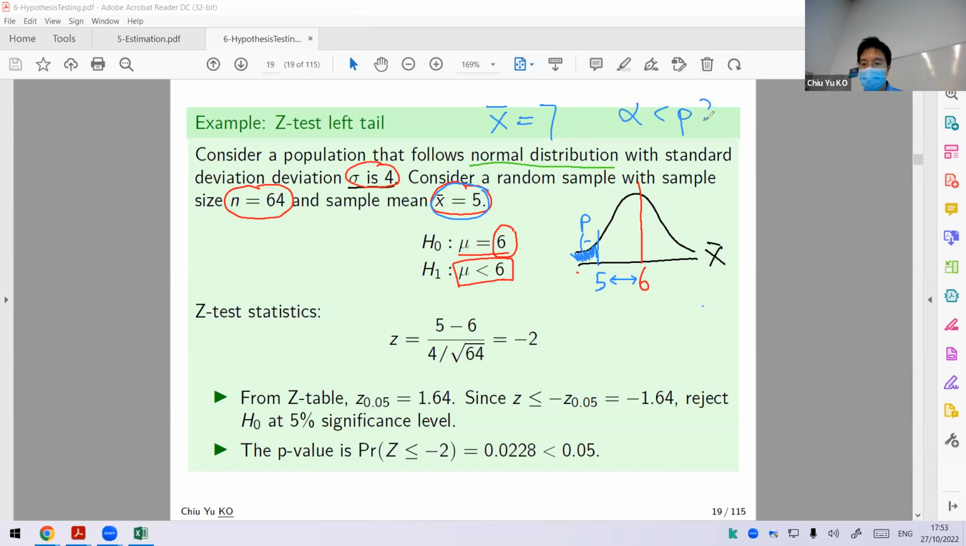What we're going to do is look at the bell curve. We transform it to z. Here, this is 0. Then what is 5 going to be here? You subtract the 6, and divide by sigma over root n, because the variance is sigma squared over n. So that's over the SD, and that actually gives you -2.